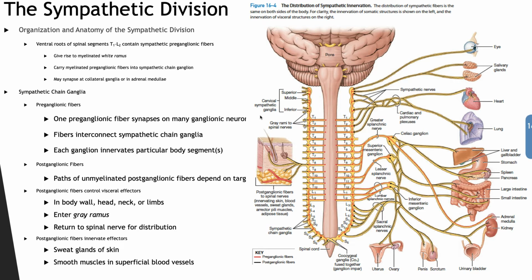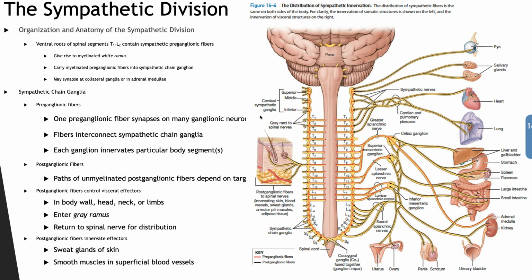If a preganglionic fiber carries motor commands targeting structures in the body wall, thoracic cavity, head, neck, or limbs, it synapses in one or more sympathetic chain ganglia. The unmyelinated postganglionic fibers then follow different paths depending on where their targets lie. Postganglionic fibers that control visceral effectors in the body wall, the head, the neck, or the limbs enter the gray ramus and return to the spinal nerve for subsequent distribution. These postganglionic fibers innervate sweat glands, smooth muscles, superficial blood vessels, and erector pili muscles.